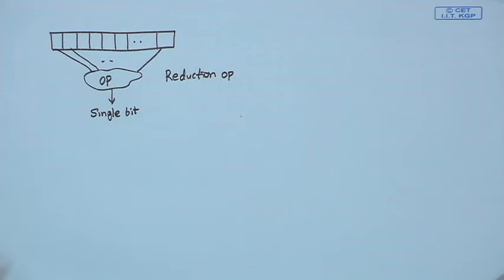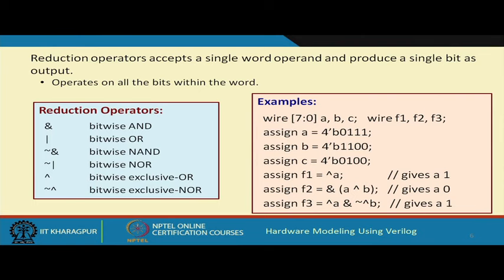Let's see. This is actually what we have just said. It accepts a single word as input, and it will produce a single bit as output. So, it operates on all the bits of the word. What are the kinds of reduction operators available? Single ampersand is bitwise AND, this is bitwise OR, tilde AND is NAND, tilde bar is NOR, this is XOR, tilde hat is exclusive NOR.